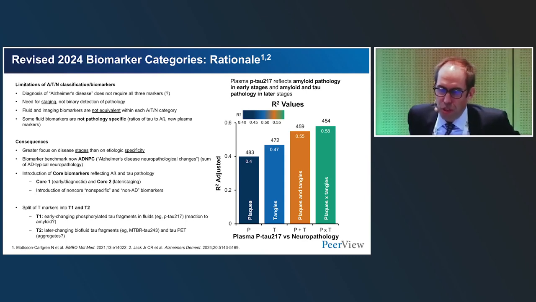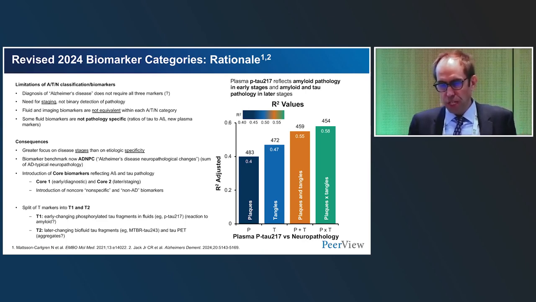So I want to quickly touch now on the new biomarker categories, because so far we had this ATN classification, which was relatively clear. Now it moved towards a new category, which has been published by the Alzheimer's Association. The reason for this new category was based on a number of facts. One is that there was the discussion, should diagnosis of Alzheimer's disease require all three biomarkers, A, T, and N, or are two or only one reliable enough?